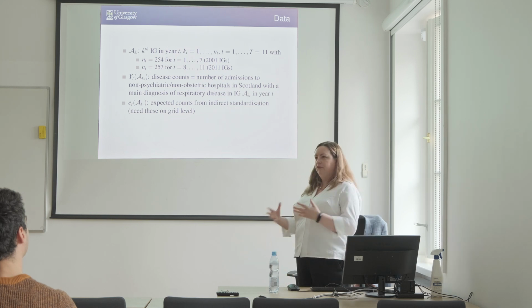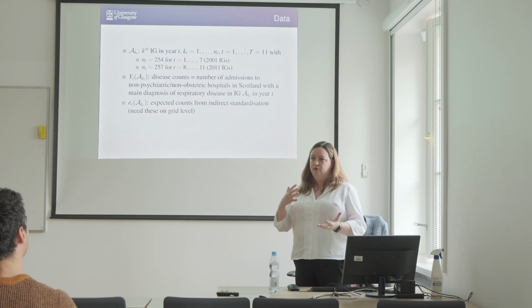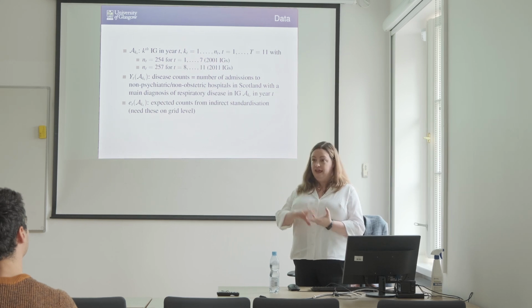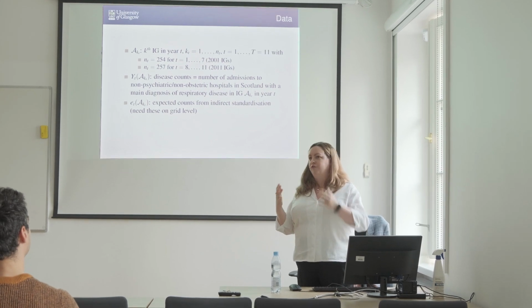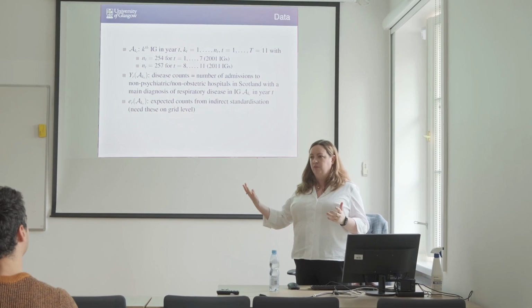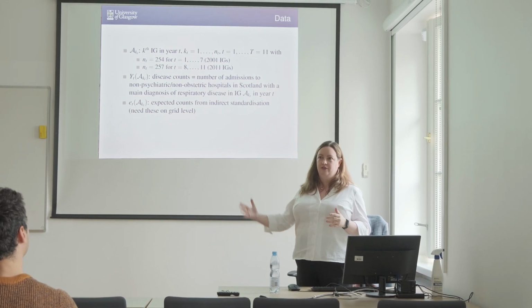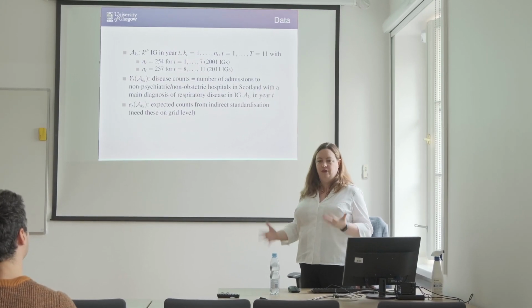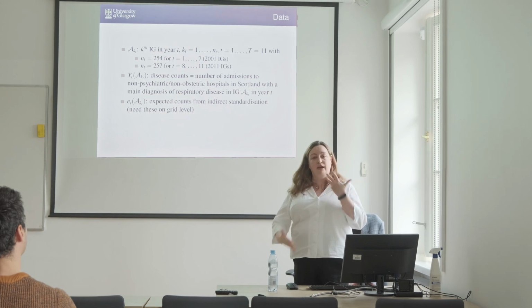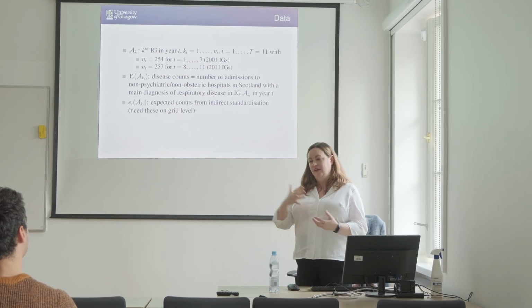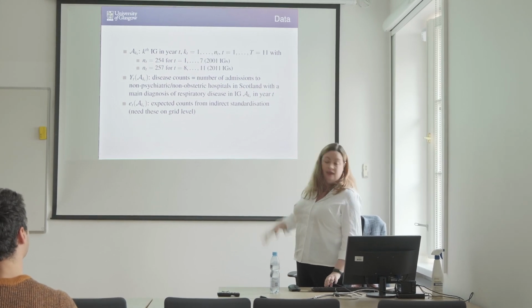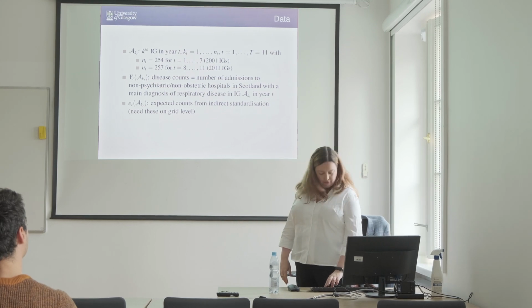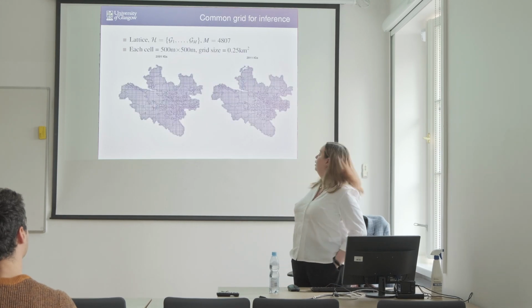So we want the expected counts because we want to remove the effect of gender and age. If some areas have more elderly population, we want to account for that and not just say that this area has very high risk. We know that it's because the population is different there. So we want to have an expected count and compare the observed to what we would expect given that demographic. So we have those expected counts. We got those from the NHS. We had to pay through the nose for them, but we got them.